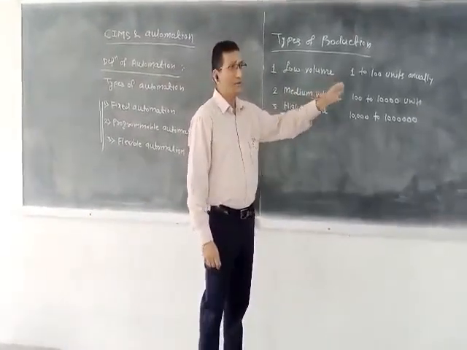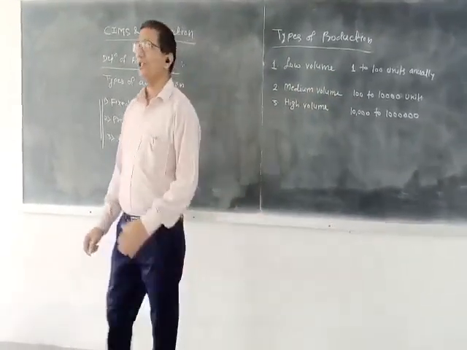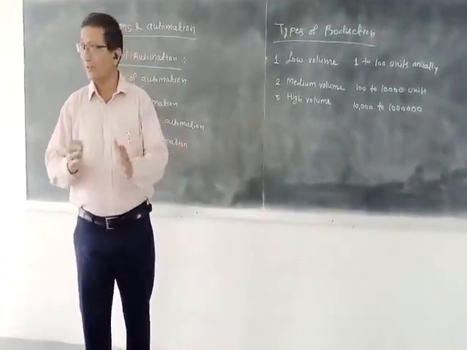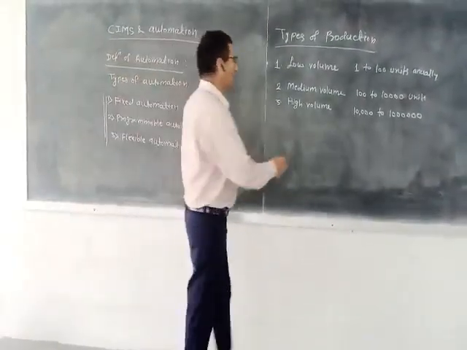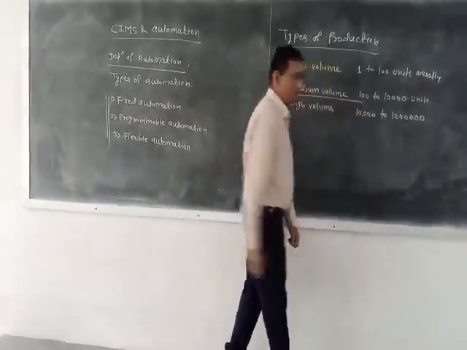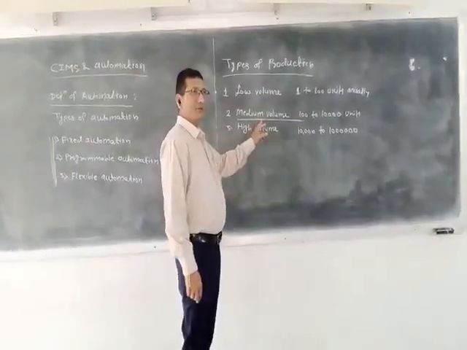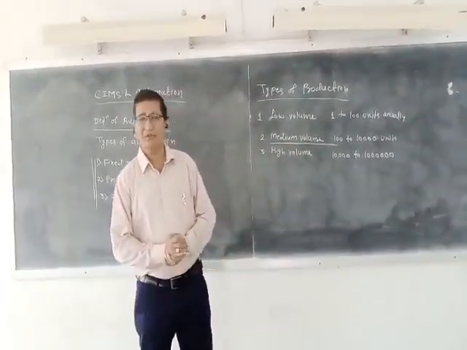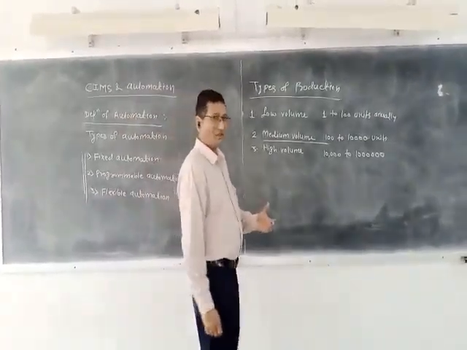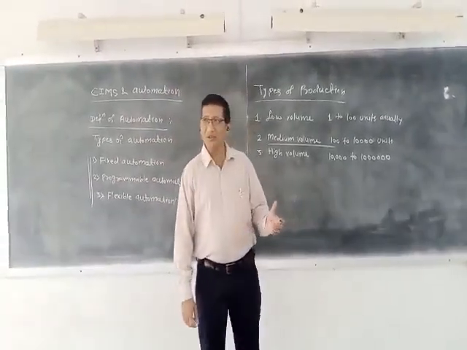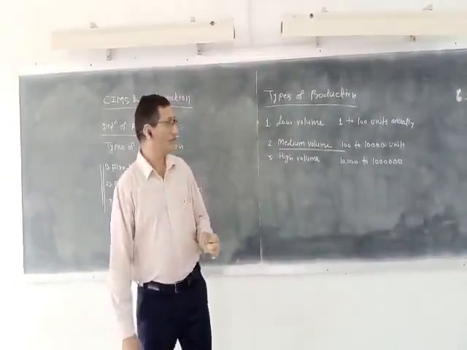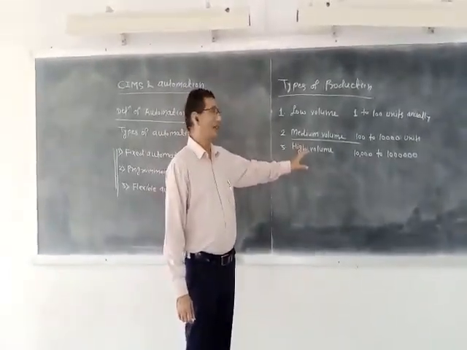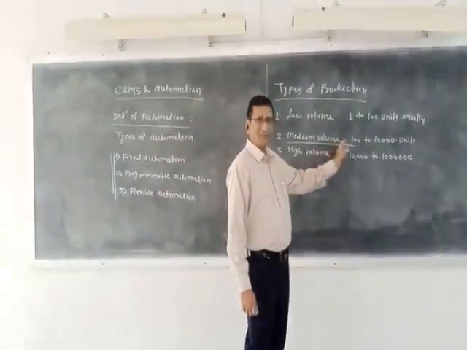Second, if you consider medium volume, here mostly batch production plays the role. You might be aware of the batch mode of production, and the best example of such a production system is medium volume production. Now, why are we producing in batches? Because there are certain products for which the production rate is very high but the consumption rate is low, and because of that, such products are produced in batches.